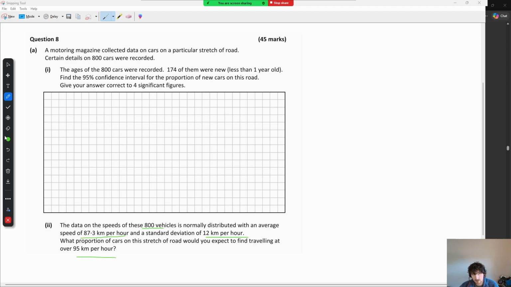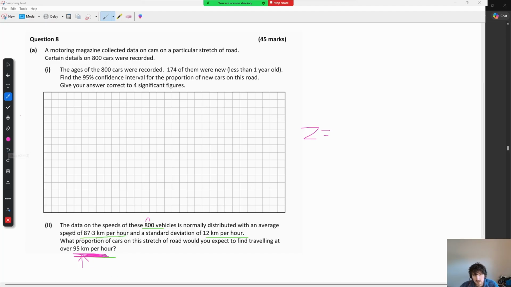You were then asked what proportion of cars on this stretch of road would you expect to find traveling at this speed? Now, what's not cool about this question, you might say, is that we do have this n, so why don't we go and call this our mu, and then this our X bar? But that's not what we're doing here. This isn't an X bar, okay? We're just asking, what's the chance of a car traveling over this speed, okay? So that's like an individual X value. That's not an X bar. Okay, you've got to read that carefully.